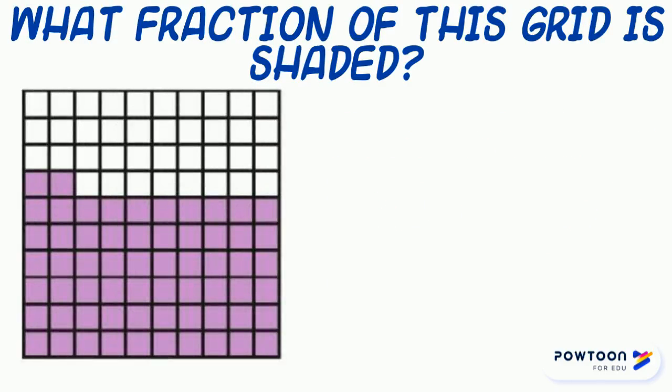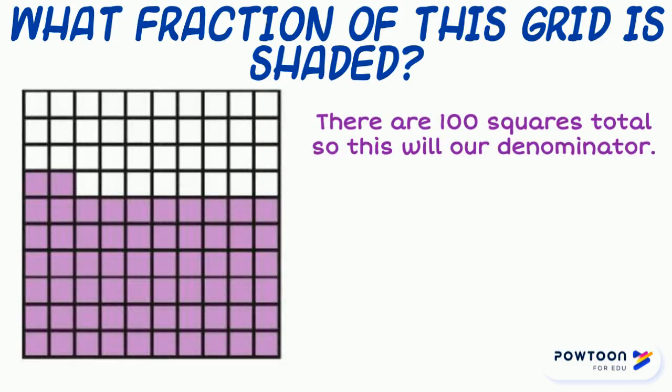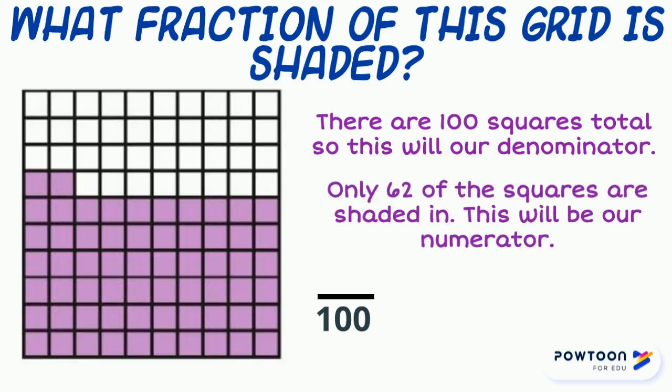Here's one more quick example of this. We've got 100 squares, which will be our denominator, and then we can count the shaded in ones, the purple ones, and see that there's 62 shaded squares. So our fraction that's shaded is 62 over 100.